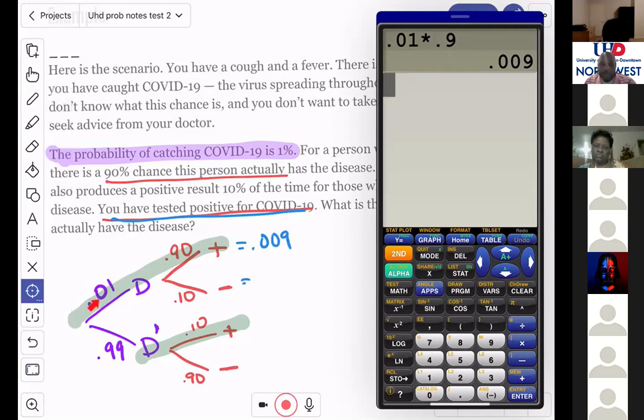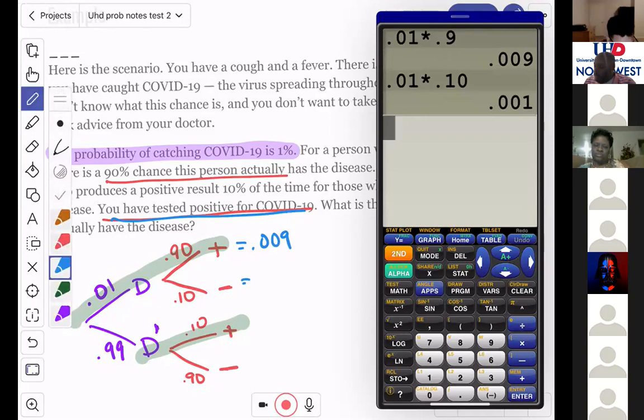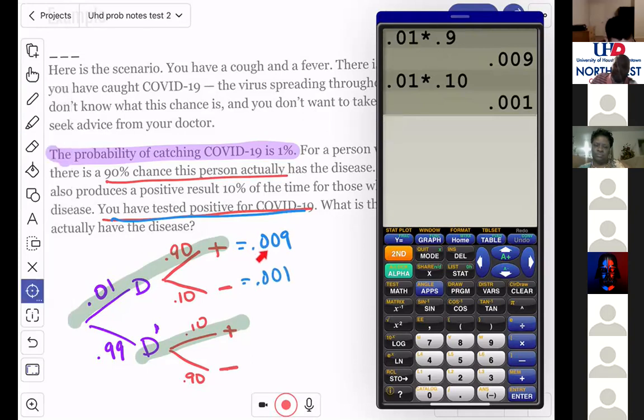Same thing along this branch. Multiply 0.01 times 0.10. I get this right here. I want you to realize this too. If I add up these two values, what do I get? What's 0.009 plus 0.001? 0.01. That is 1%. What does that 1% represent? All the people who have what? The disease. Right? Okay. This is all the people who have the disease.